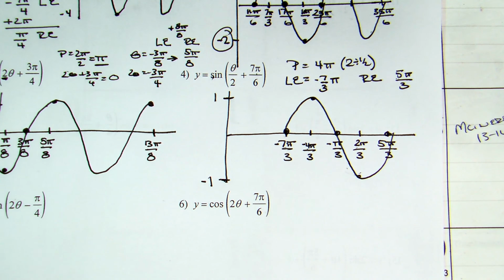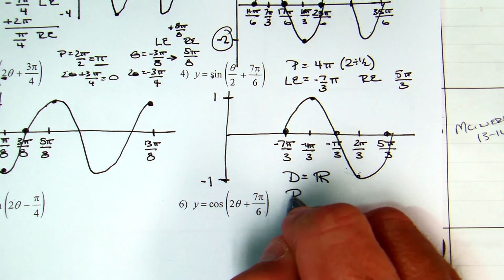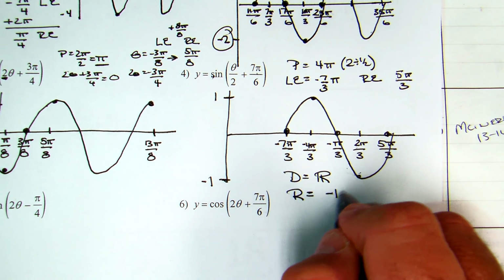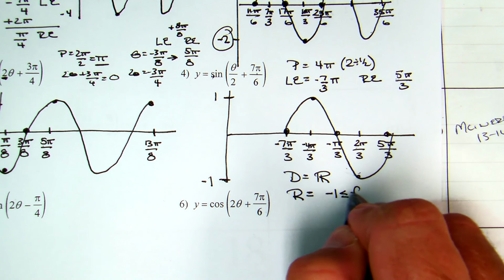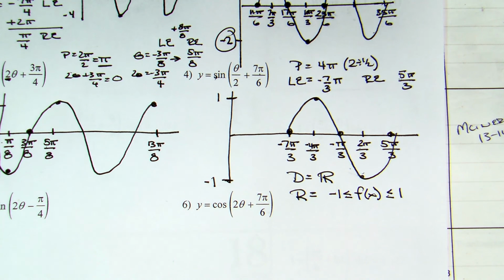All right. My domain, remember, no matter what, is going to be all real numbers. And my range, since the amplitude is 1, goes back to -1 less than or equal to y, like we said, you can write f of x if you're more comfortable with that, less than or equal to 1.